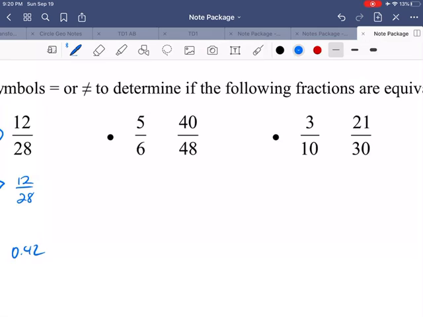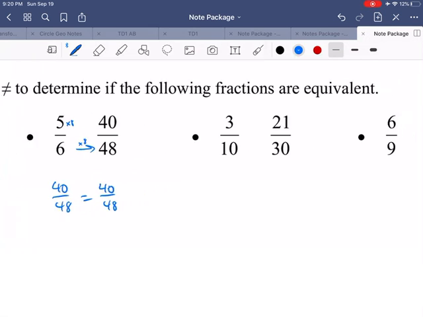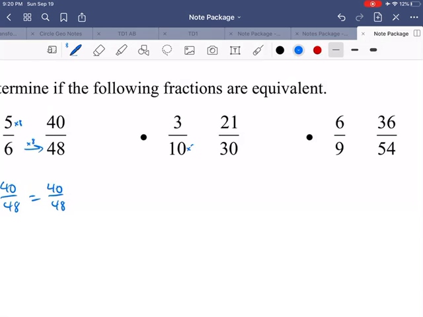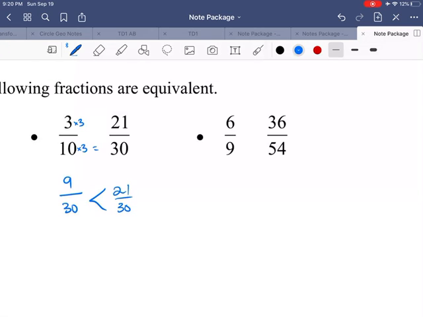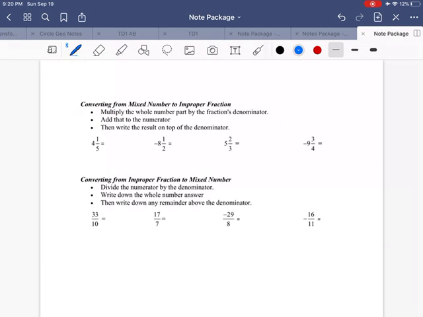Check the denominators. How do I go from 6 to 48? Well, you multiply by 8. So let's do the same thing to the top. And I get 40 over 48 and 40 over 48. Well, what are they, folks? They're equal. How do I go from 10 to 30? I multiply by 3. So if I multiply that by 3, I'm going to get 9 thirtieths versus 21 thirtieths. And that is clearly greater. And if I go from 9 to 54, that's multiplying by 6. Well, folks, it appears that these are also equal or equivalent.